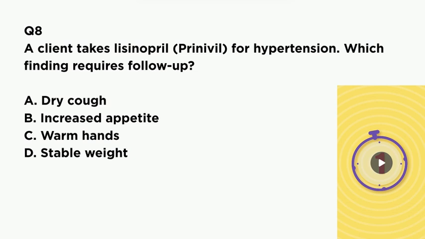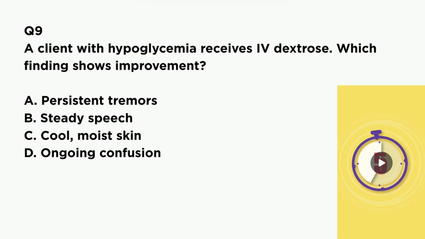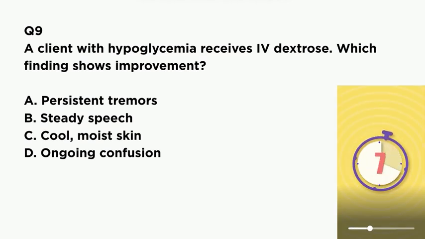Let's go to question number 9. A client with hypoglycemia receives IV dextrose. Which finding shows improvement? 10-second timer. Okay, so the correct answer for question number 9 is letter B.